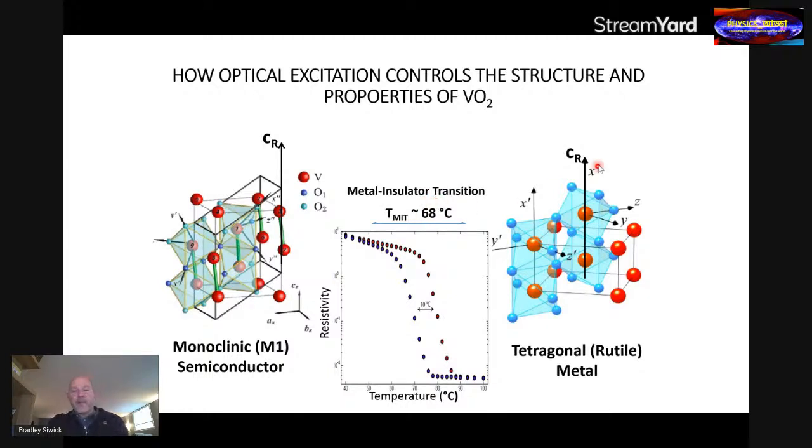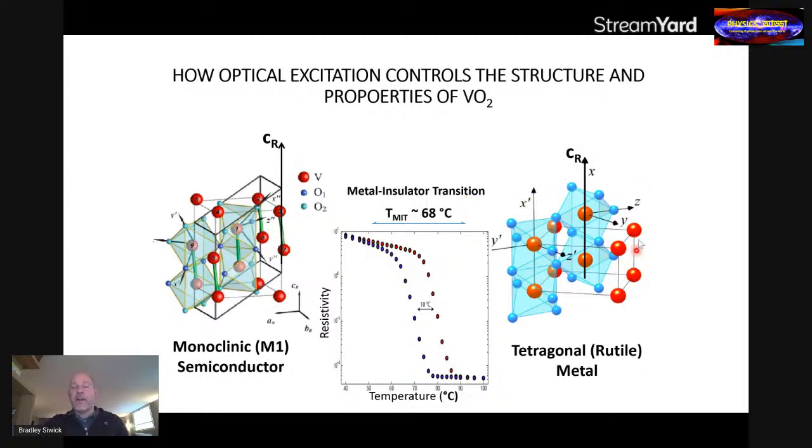At high temperatures, temperatures higher than 68 degrees Celsius, the structure of the material is high symmetry. So it has a rutile crystallographic arrangement where the vanadium atoms are nearly perfectly octahedrally coordinated by oxygen atoms, and you have these chains of octahedrally coordinated vanadium atoms that are equally spaced along the rutile C-axis of the crystal. As you cool this material down below 68 degrees Celsius, you get a structural change.